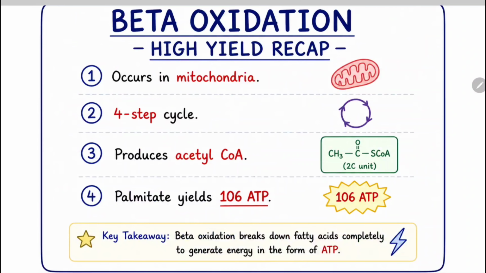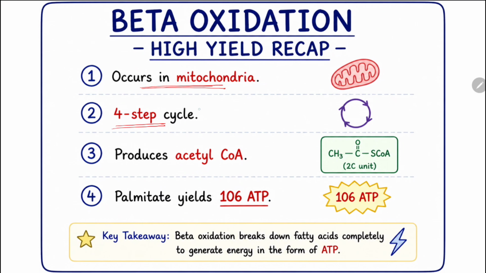So finally, to remember in this particular topic, it occurs in the mitochondria, specifically in the mitochondrial matrix. It is a 4-step cycle, that is oxidation, hydration, oxidation and thiolysis. OHOT, you can remember like this. And finally, you will see with each cycle 1 acetyl CoA molecule is removed, and this cycle repeats again and again till all the carbons are removed in the form of acetyl CoA. For palmitate, the net energy yield is 106 and not 108, because 2 ATP are utilized in the activation process.